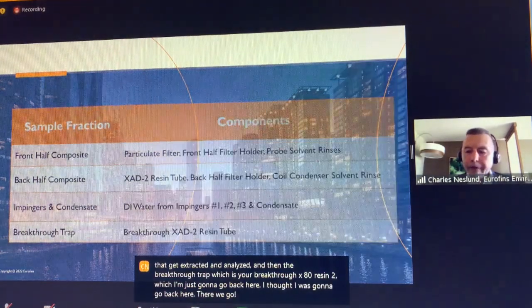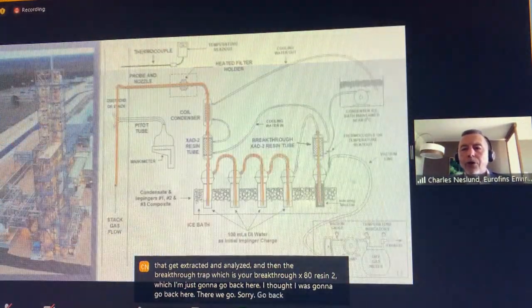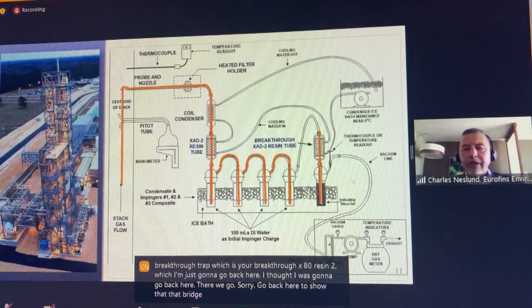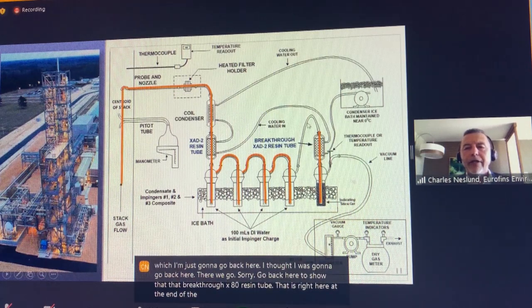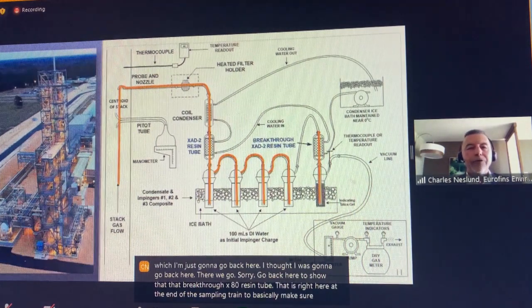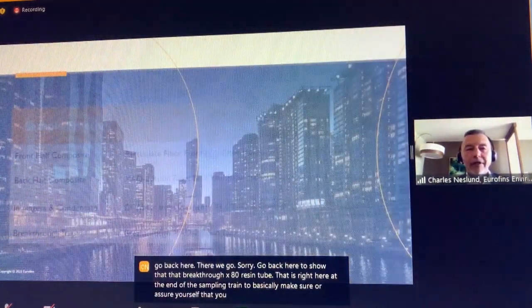Go back here to show that breakthrough XAD resin tube that is right here at the end of the sampling train, to basically make sure or assure yourself that you've captured everything that could be captured.